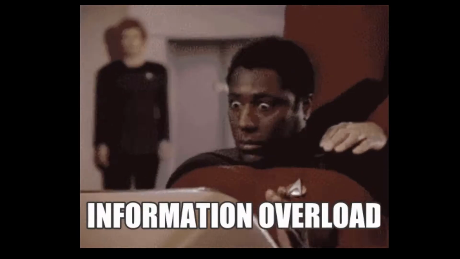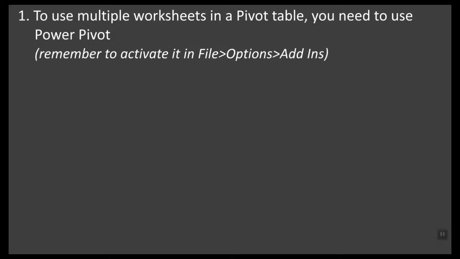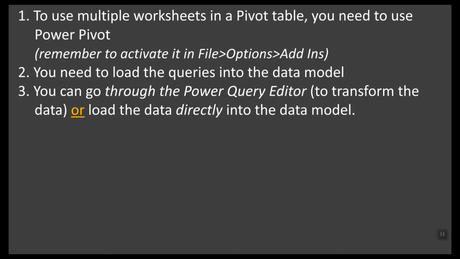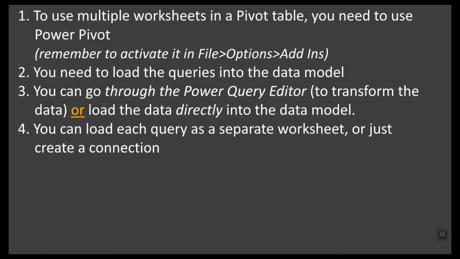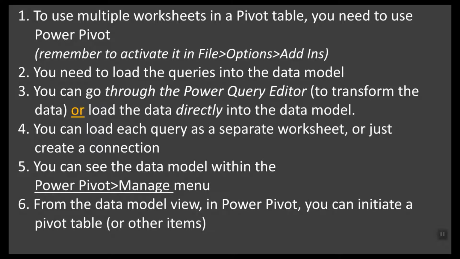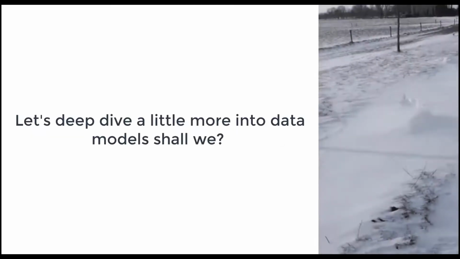By now you're probably wishing I would just stop. So let me recap. To use multiple worksheets in a pivot table, you have to use Power Pivot. You need to load the queries into the data model. You can go through the Power Query Editor or load the queries directly. You can load each query as a separate worksheet or just create a connection. You can see the data model within Power Pivot. From Power Pivot, you can initiate a pivot table, and that'll take you back to Excel. Okay, let's keep rolling right on into part 3, in which we're going to do a deeper dive into data modeling.